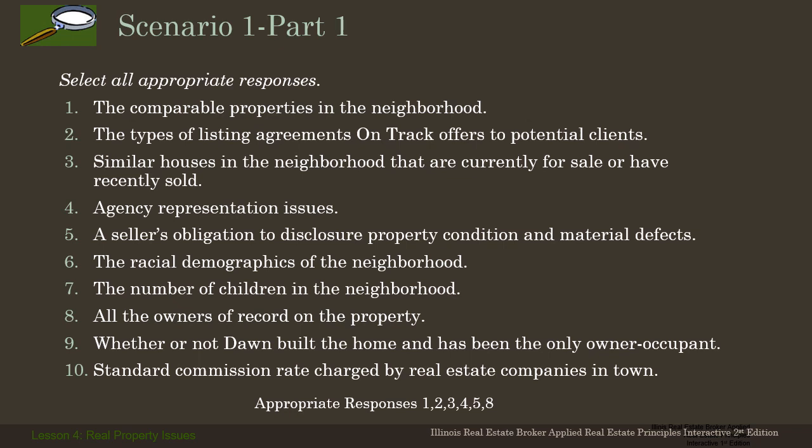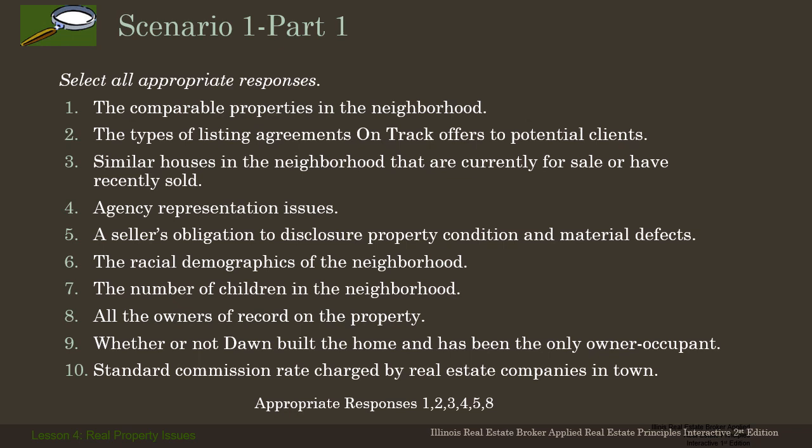with them. 1, the different properties that are comparable properties in the neighborhood that are either on the market or have sold. You might want to also talk about 2, the types of listing agreements that On Track offers potential clients, and there really aren't that many. There's the exclusive right to sell, which is going to be 90% of the listings that you give, with maybe 99% of the listings you'll have with private sellers.